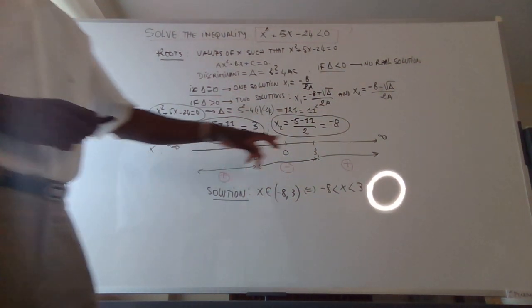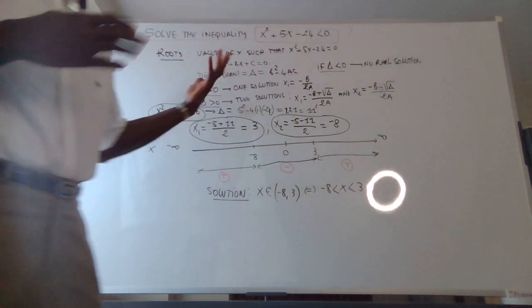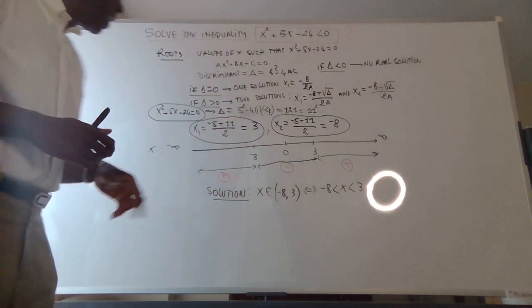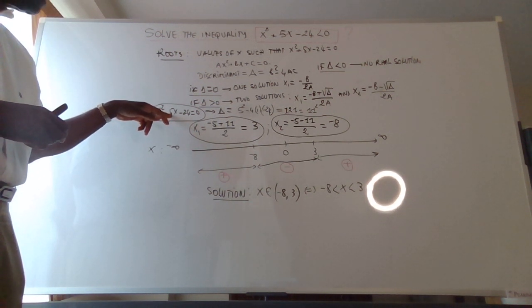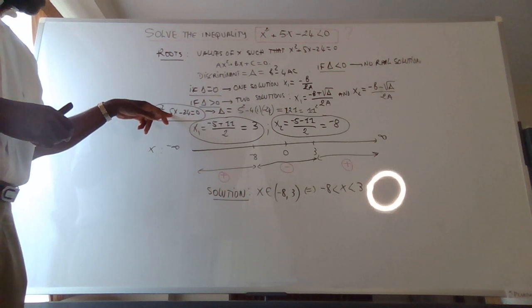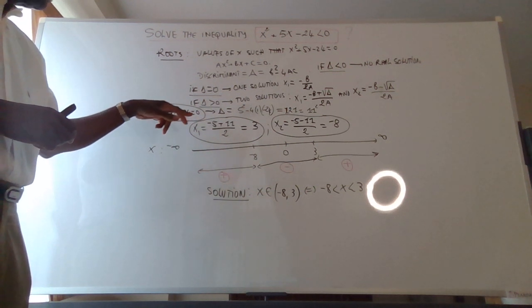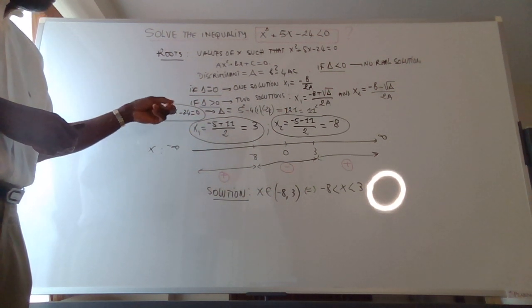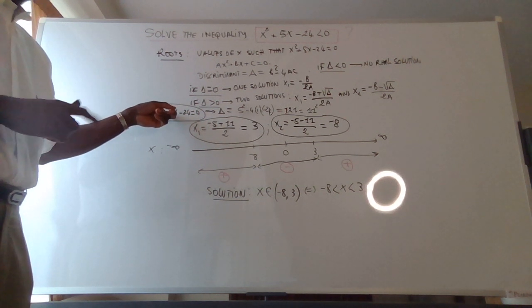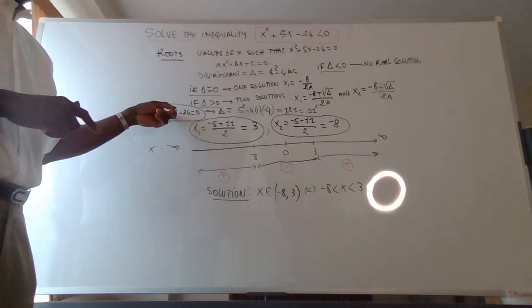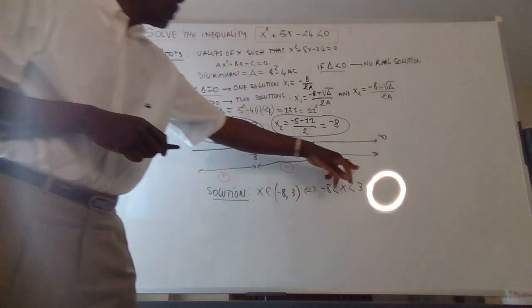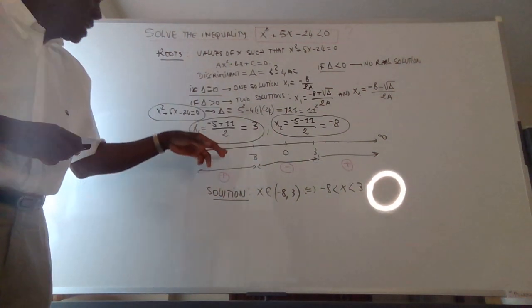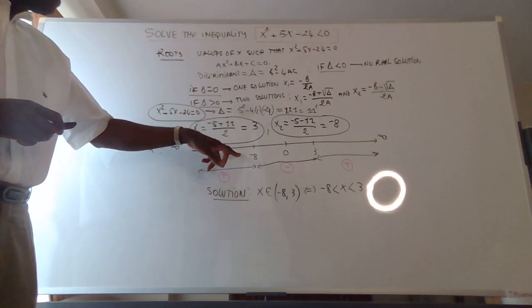Now, for all values greater than 3, we pick one example, let's say 4. If we plug 4 here, we have 16 plus 20 minus 24. 16 plus 20 is 36, minus 24 is positive. So it's positive.